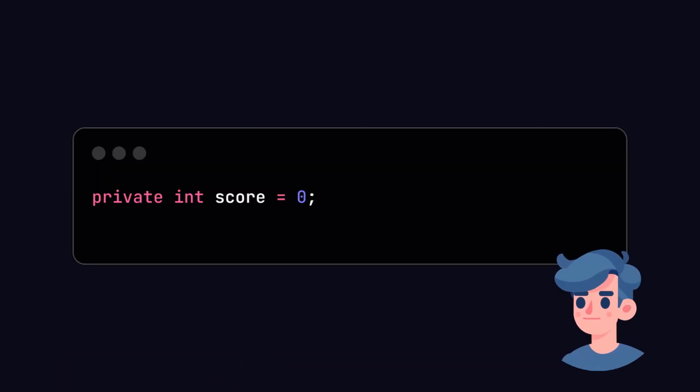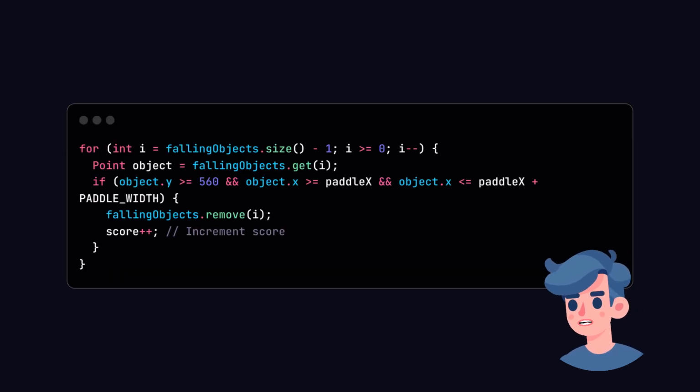Now, let's implement a collision detection mechanism so that when the paddle catches a falling object, we can remove that object and keep track of the player's score. First, we need to add a score variable at the beginning of our class. Next, let's modify our actionPerformed method to check if any falling object has been caught by the paddle. Update the method with this code.